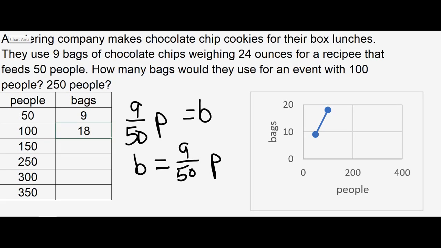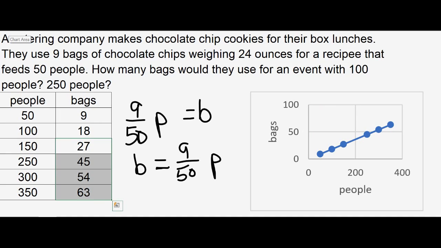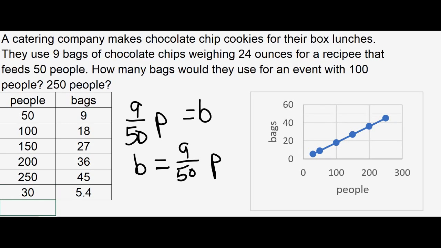And that gives me the 18. And I'm going to copy that down. And as you can see, for every 50 people, we have 9 bags. 9, 18, 27. Looks like I skipped 200. I hate to leave things untidy.